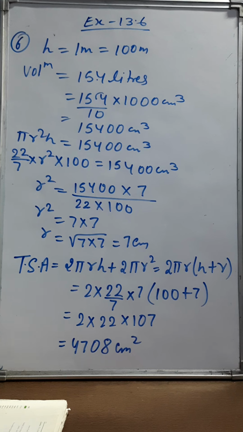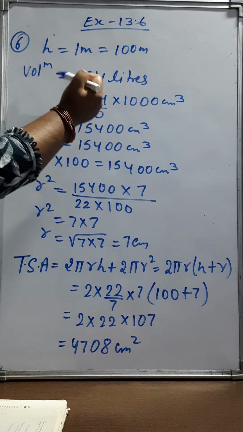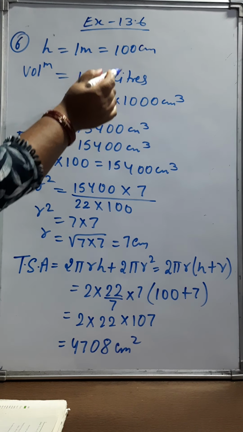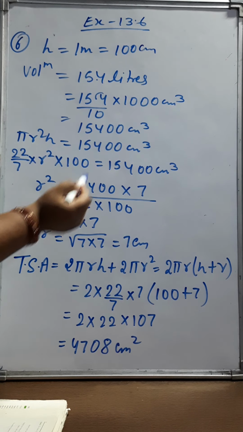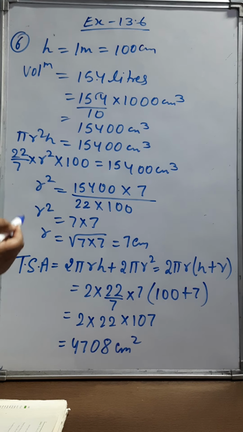Question number 6 is, the capacity of a closed cylindrical vessel of height 1 meter is 15.4 liters. How many square meters of metal sheet would be needed to make it? So for that, here the capacity of the vessel is given as 15.4 liters. So first we will convert into centimeter. Height is given as 1 meter, so we have converted it into 100 centimeter. Now 15.4 liter, I multiplied by 1000 to convert it into centimeter cube. So we got 15,400 centimeter cube.